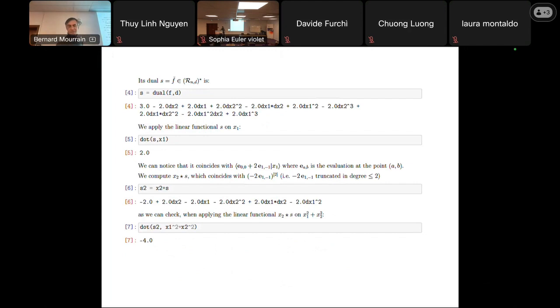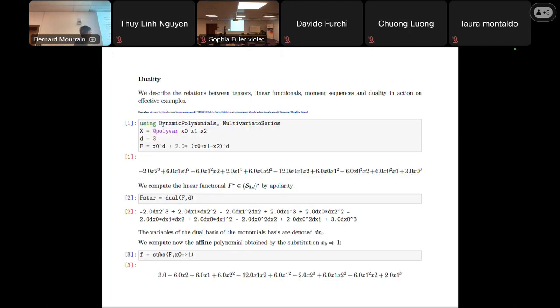So let me just discuss this. We have F star defined with the polar product. This is the dual representation. We have dx0, dual to the variable. Now we do the substitution, we replace x0 by 1. So this is applying I0 on F star. This is the affine polynomial, where you just replace x0 by 1.